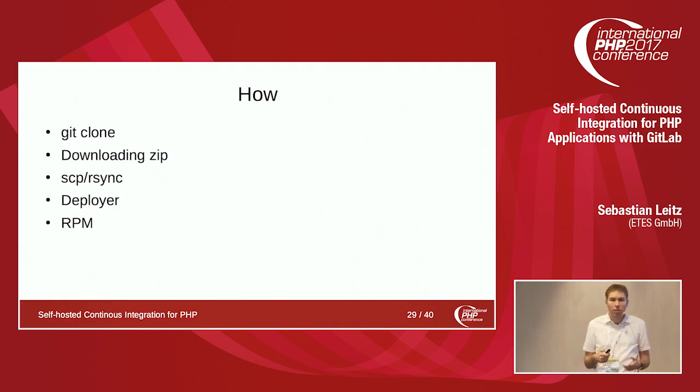You might download a release from somewhere that you previously published on a kind of cloud storage. You might just want to copy files from where you are, from the deployment process, from the build process, directly to the target system. You can use something like deployer. Does anybody know deployer?